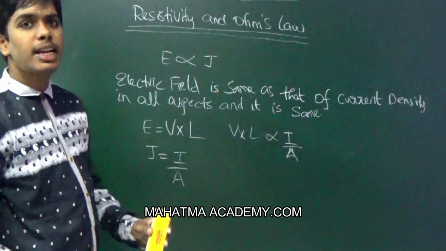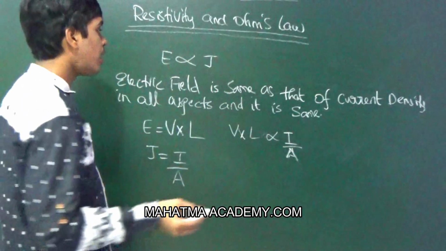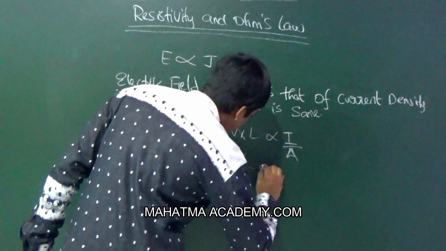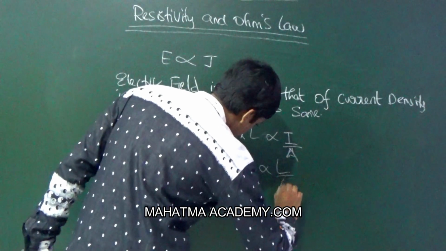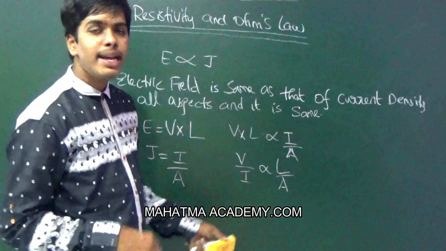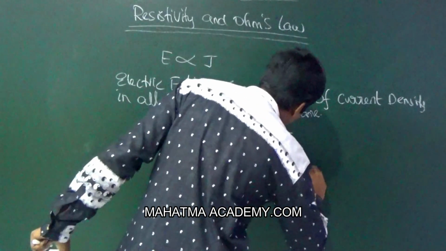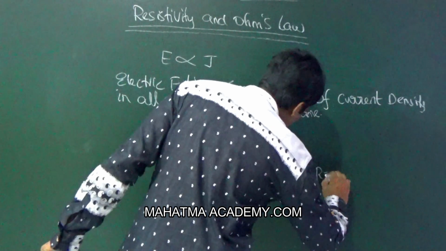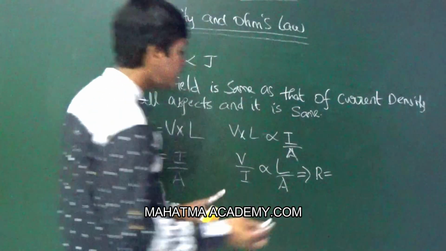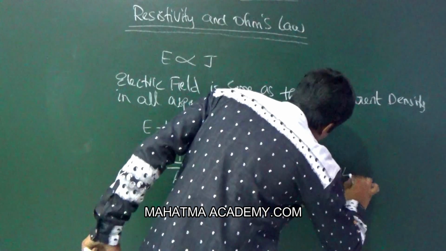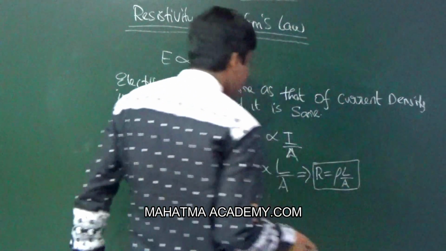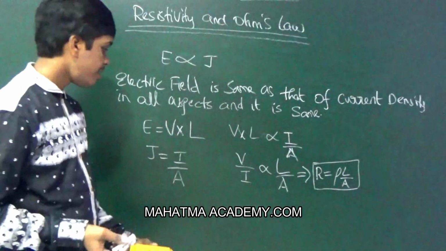Now we want to write R, that means the resistor formula. That means V upon I is proportional to L by A. Using this, we know that V by I is equal to the resistance, capital R, is equal to, with a constant of proportion called resistivity, rho L upon A. This is the resistance formula.